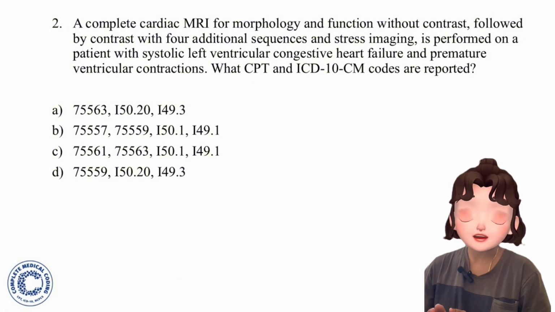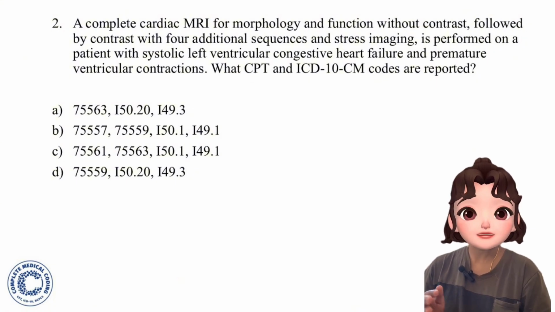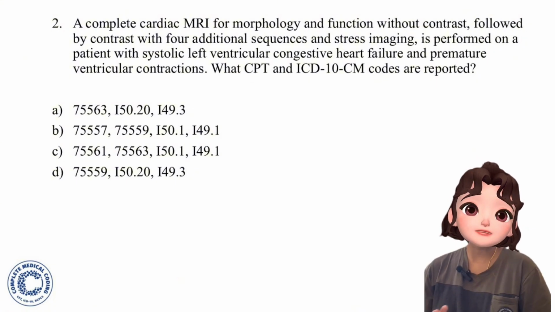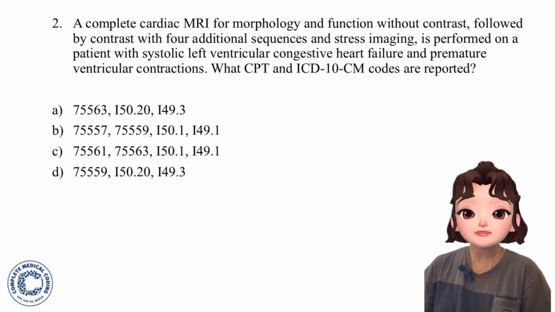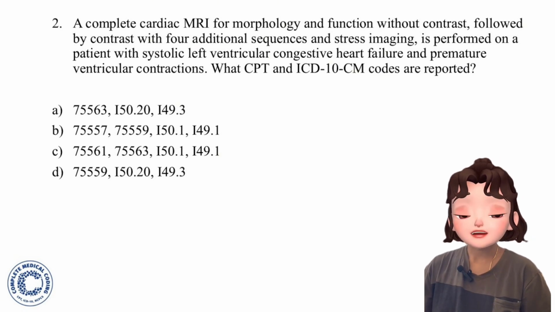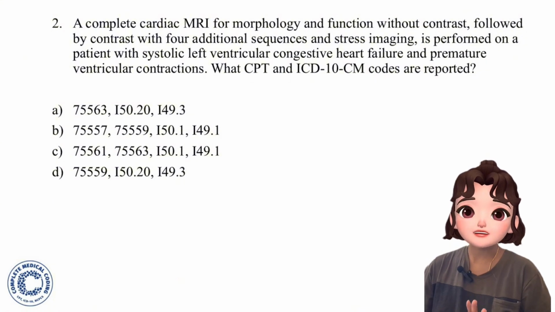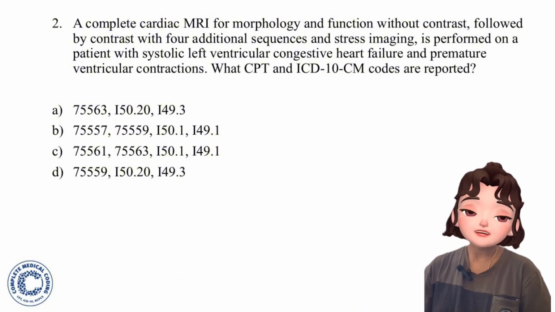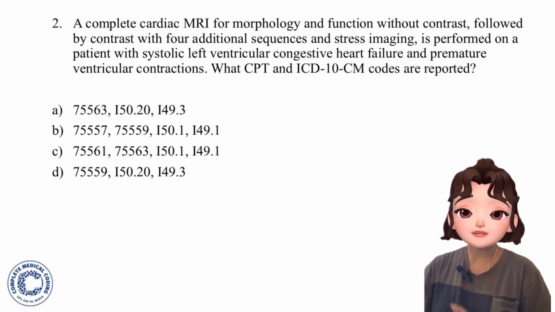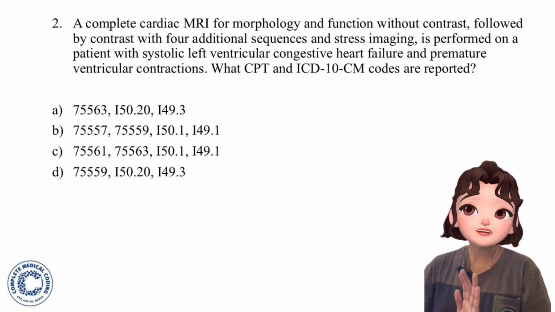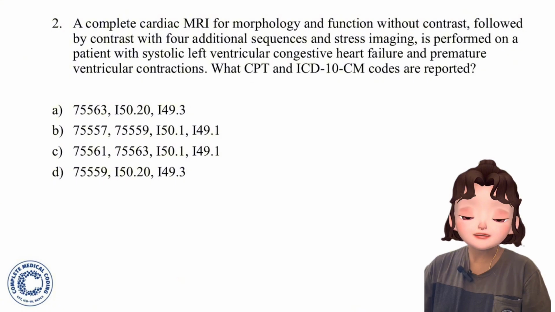In the description it says "and further sequences," so it can be one or more sequences. That number doesn't matter here. So, with additional sequences and stress imaging, the code will be 75563. So you already got the correct CPT code, 75563, right?